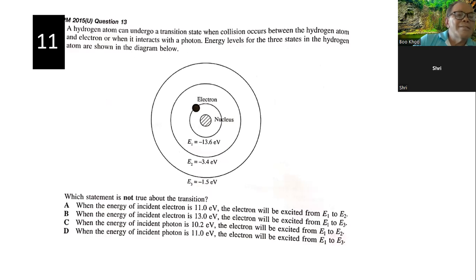Okay, number 11. A hydrogen atom can undergo transition state when collision occurs between the hydrogen atom and electron, or when interacting with a photon. Energy level for 3 states in the hydrogen atom are shown in the diagram below. Which statement is not true about the transition? What's the answer?